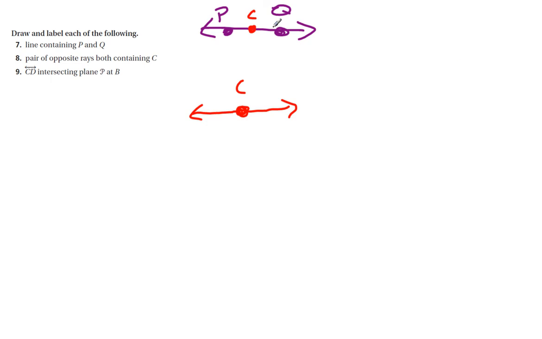This line goes on forever. There's an infinite number of points on this line. You just name 2 of them. Doesn't matter which 2. All right, we're learning.